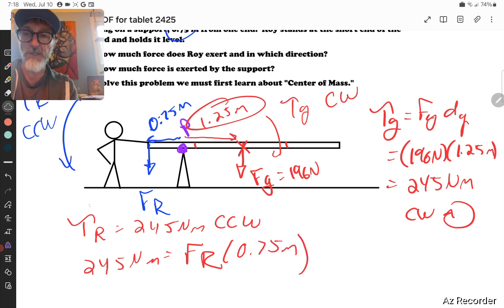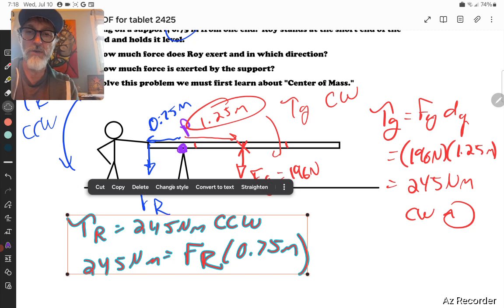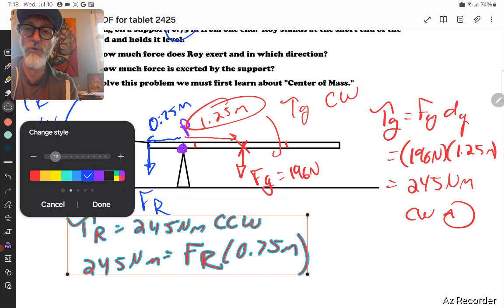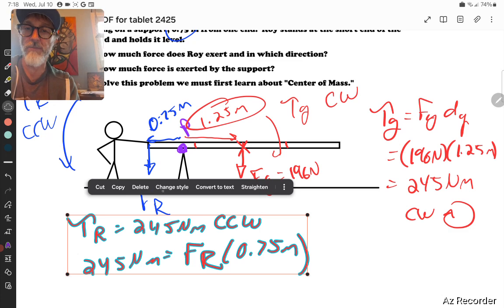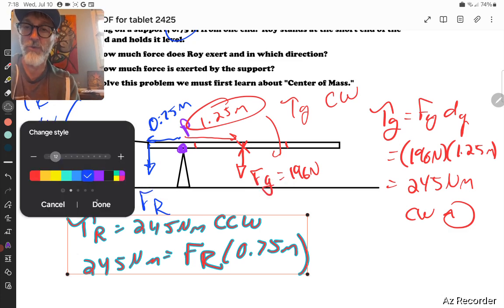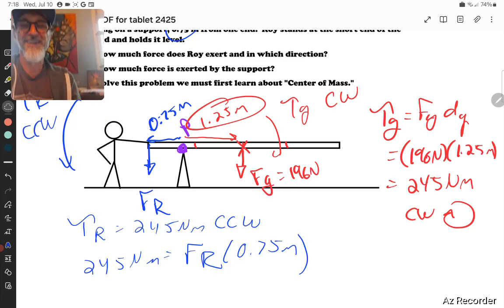Because, oh, you know what? I did this in the wrong color, didn't I? Blue. Oh, well, you people are just going to have to wait. I'm sorry. Change style. Blue. Done. There we go. Okay.